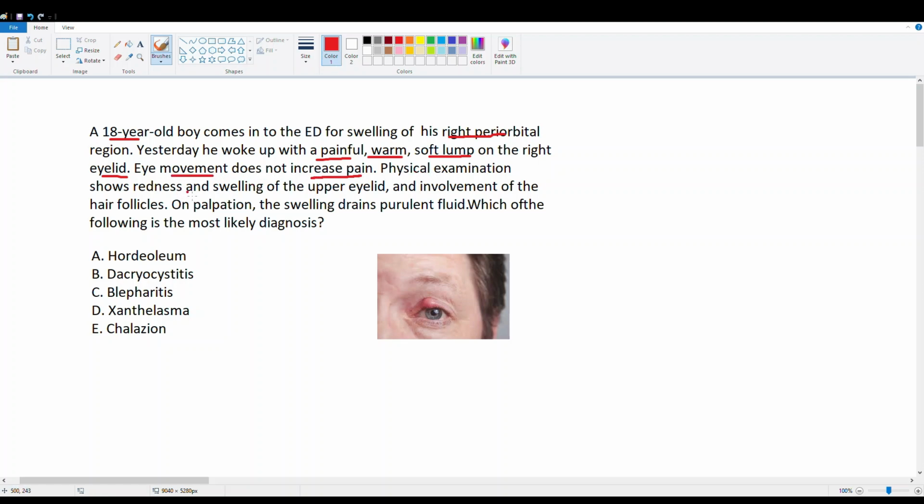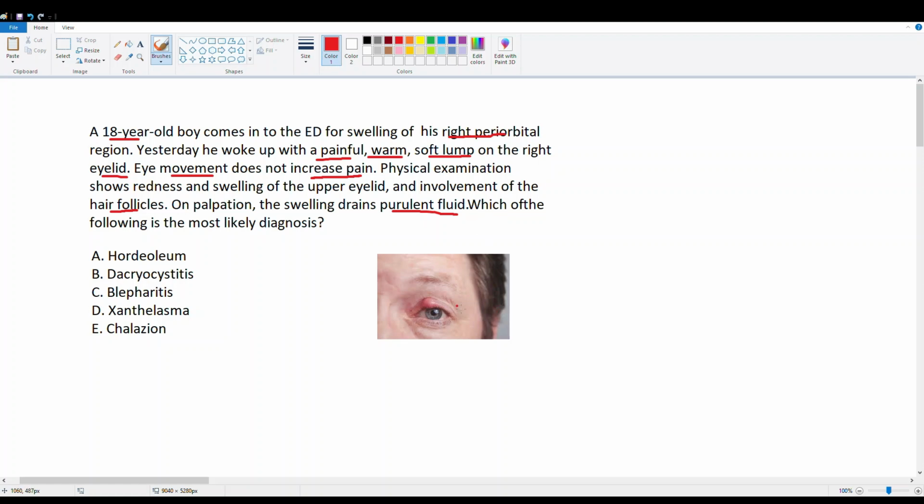Physical exam shows redness and swelling of the upper eyelid and involvement of the hair follicles. On palpation, the swelling drains purulent fluid. Which of the following is the most likely diagnosis? So in order to diagnose this patient, I'll give you a couple seconds to think about the answer choice. You can pause the video now if you'd like, and then we're going to be going through them together.